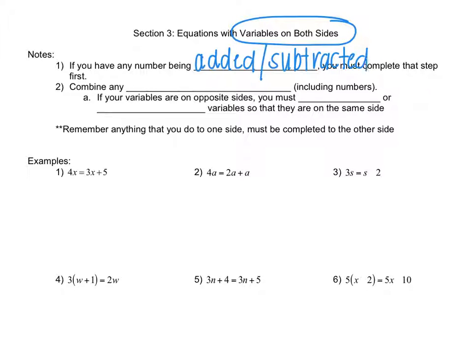And like in the last section, we also want to combine any like terms. The only thing that's different here is if we have variables on both sides of the equal sign, we have to add them or subtract them to put them on the same side. We have to get them together before we can solve the equation. So let's look at some examples.